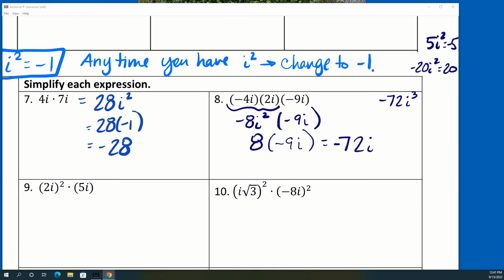And so what you would have to do is understand that that's the same as i squared times i. Actually, if you multiply them all together, you get positive 72i cubed. So you need to know that i cubed is i squared times i because you add the exponents. And then you would make that i squared a -1. And you get the same answer. So if you understand that, that's fine. I think that's kind of hard to understand, but maybe not.